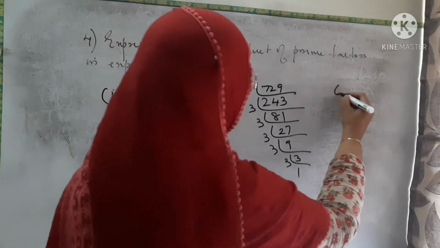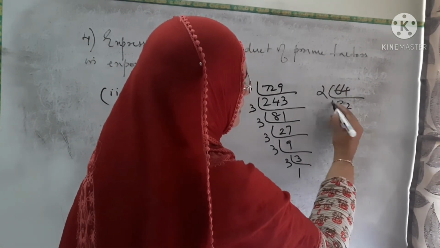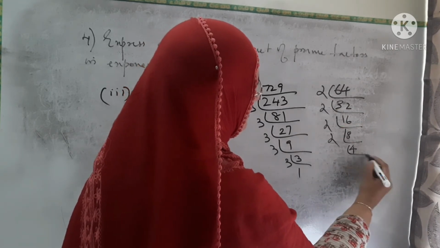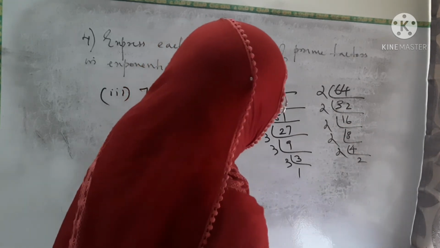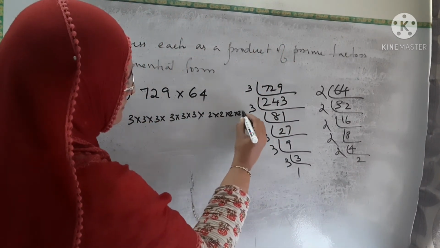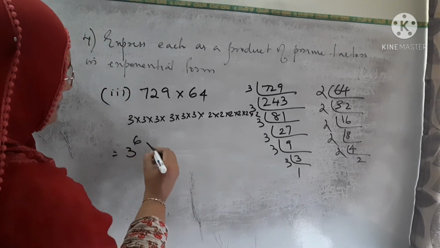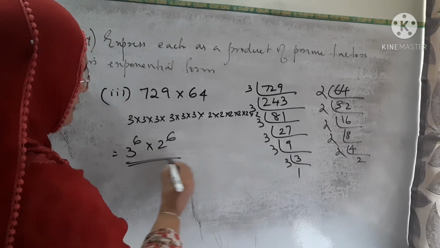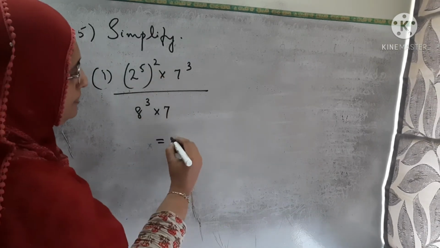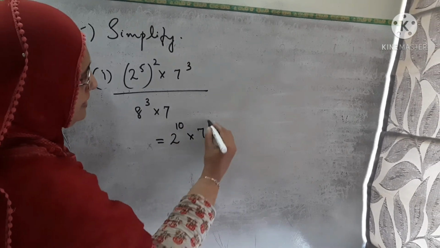Then 64: 32. Again 2: 16, 8. So 6 2's there also. So here there is no common. So 3 raised to 6 into 2 raised to 6. Next, 2 raised to 5 the whole raised to 2, 2 raised to 10 into 7 raised to 3.